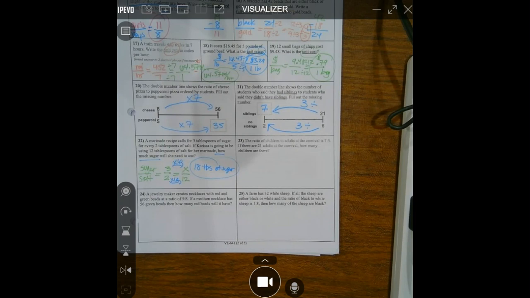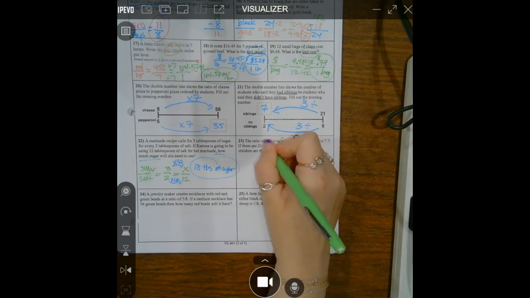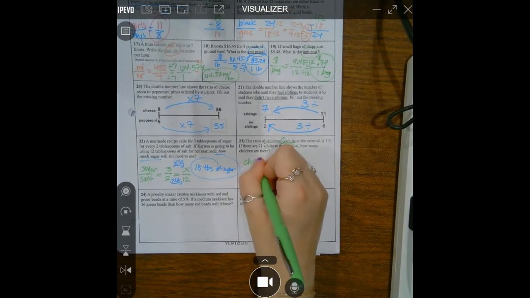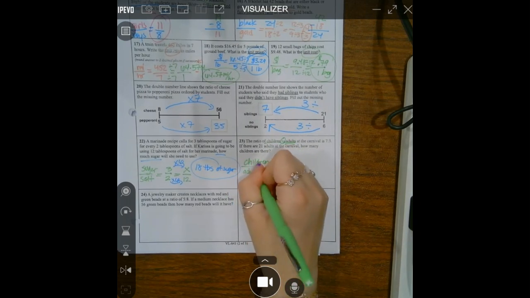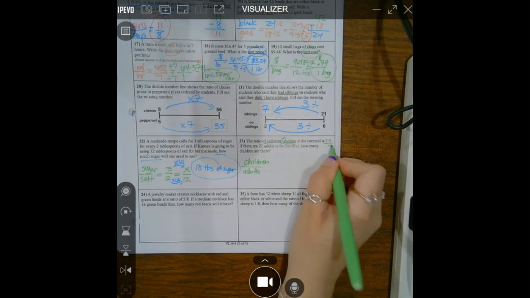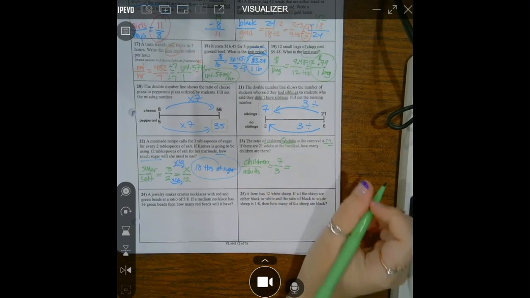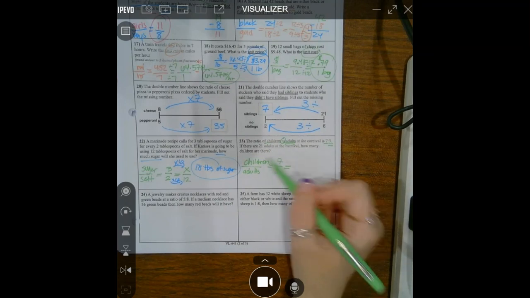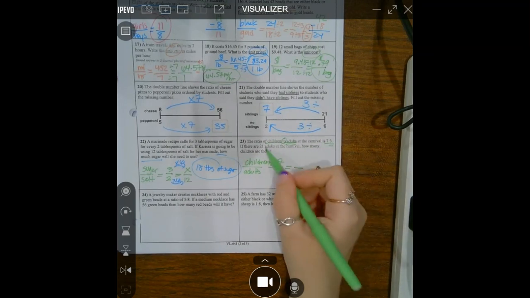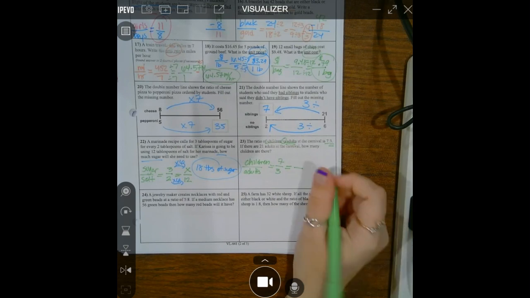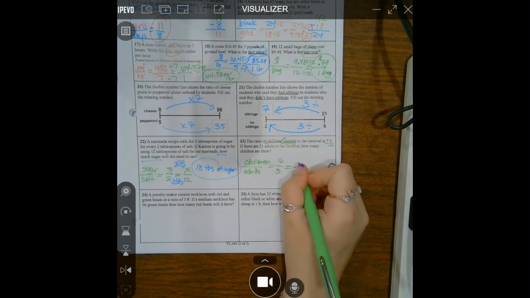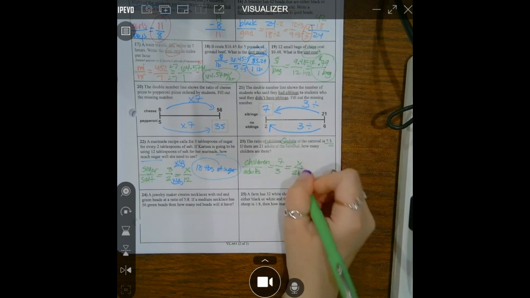Done. Okay, the next one says the ratio of children to adults at the carnival is 7 to 3. Okay, let's stop there. The ratio is children to adults. So children over adults. And the ratio is 7 to 3. So whatever comes first, that's representing the children. And whatever comes second, that's representing the adults. There we go, 7 over 3. Then it says if there are 21 adults at the carnival, how many children are there? So when there's 21 adults, where would I put that 21? Yeah, on the bottom because it's talking about the adults. And then we're trying to find how many children there are when there's 21 adults.